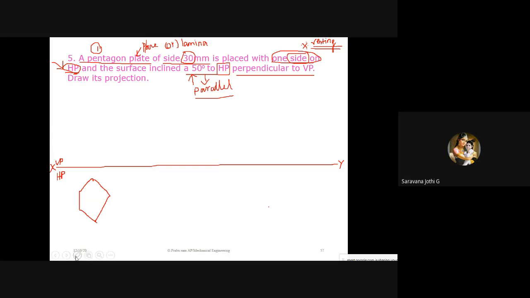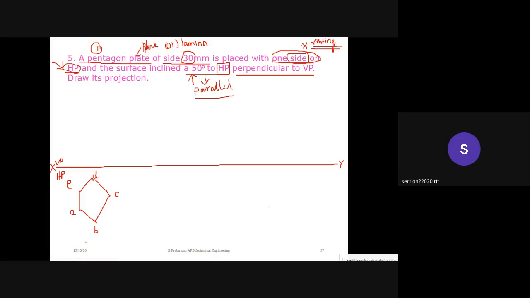Okay. So now let us name the pentagon. How to name a pentagon? We have to come in an anti-clockwise direction. Am I right or wrong? Yes. So let me start here. This is my A, this is my B, this is my C, this is my D, and this is my E. So whether I have to give A dash or simply A?